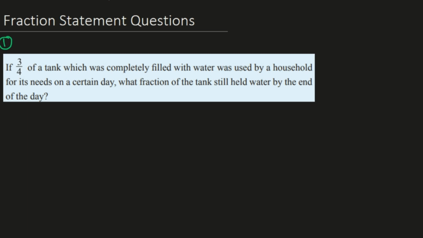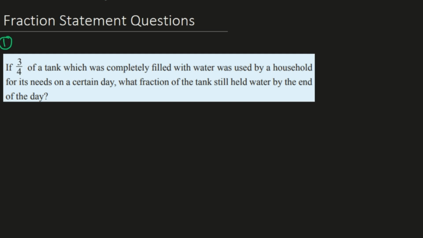Right, so the first question is: if 3/4 of a tank which was completely filled with water was used by a household for its needs on a certain day, what fraction of the tank still held water by the end of the day? So, this is quite easy.